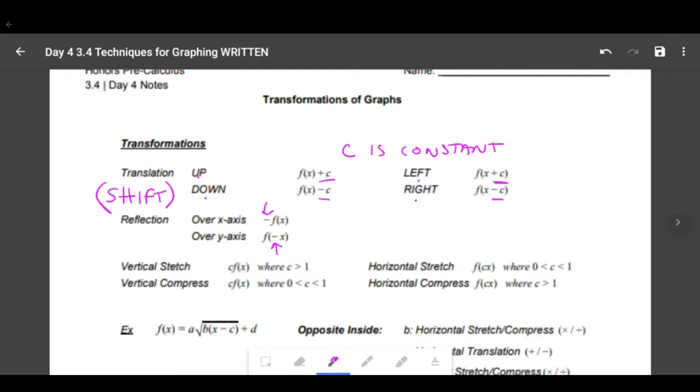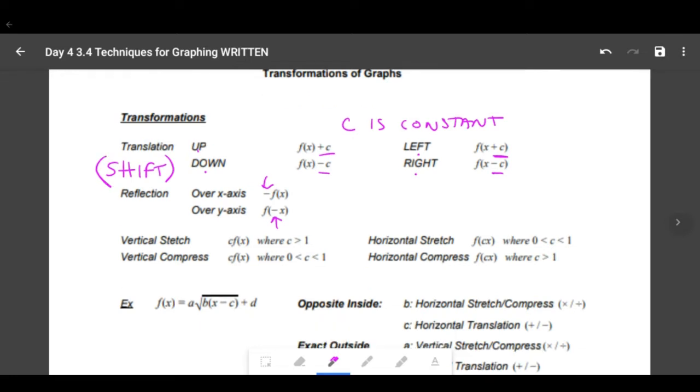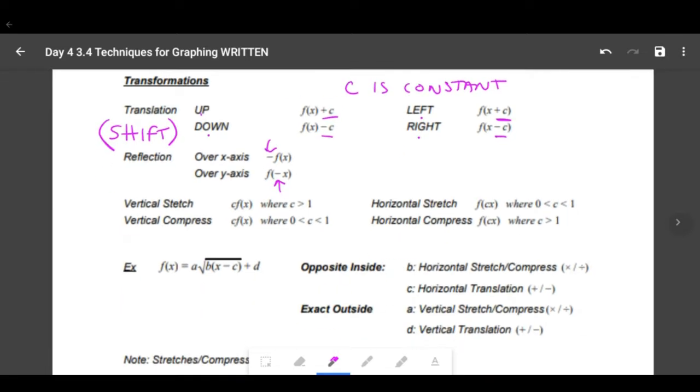Now, with vertical stretching and vertical compressing, this is where instead of adding or subtracting, we are going to be multiplying. So you can see that there's a C there. If you multiply in front, then you're going to do a vertical stretch as long as the C, that number that you're multiplying by, is greater than 1. If that constant value is between 0 and 1, then you're going to do a vertical compression. Okay, so like a half, a third, 1/5, something like that.